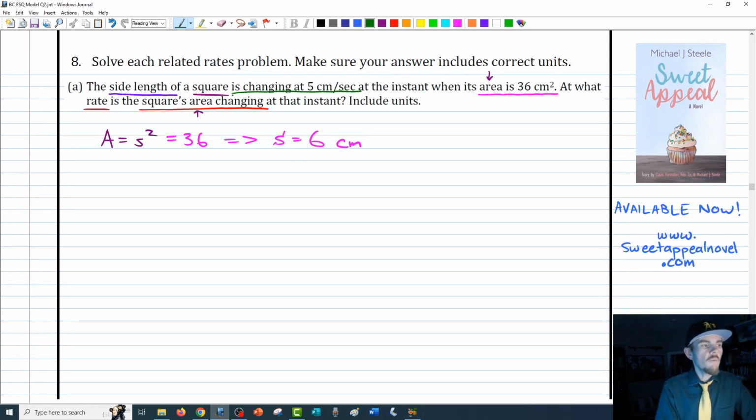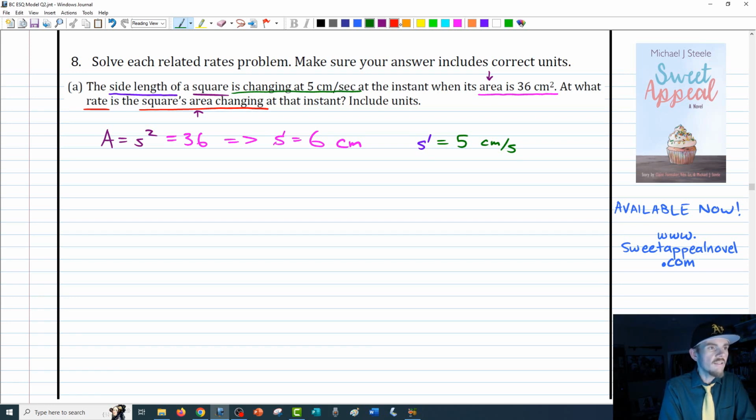The second piece of information is a little bit more subtle. It says that the side length is changing at 5 centimeters per second. Since we're talking about the side length, this is going to be s prime, and specifically s prime is going to be 5 centimeters per second. So we've got some extra information here.